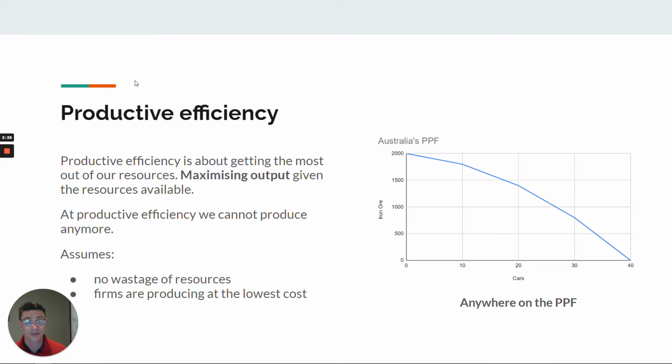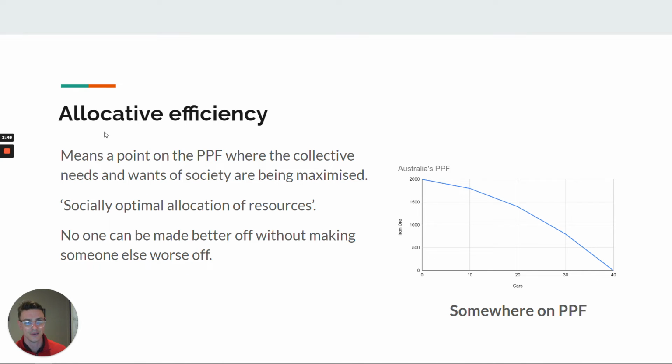Now, to achieve productive efficiency, we assume a couple of things. We don't waste any of our resources, land, labor, capital, and that our resources are operating at maximum productivity. So we're getting the most out of those resources. Over here on the PPF, this blue line here is our productive efficiency. So this whole blue line, anywhere on this PPF, is productively efficient. Okay? All right, let's look at allocative efficiency.